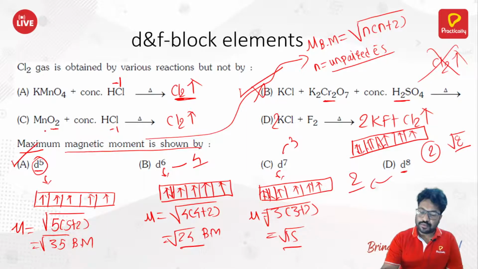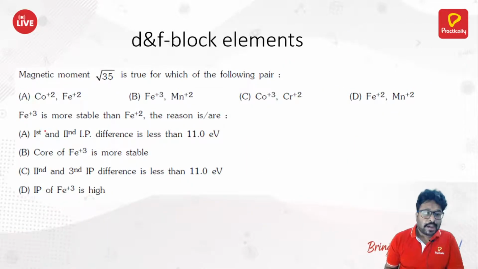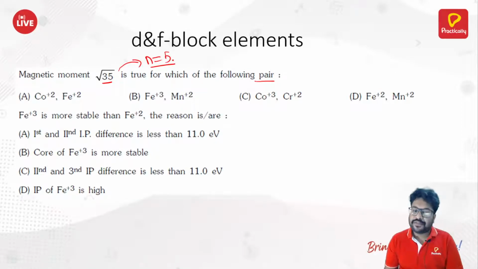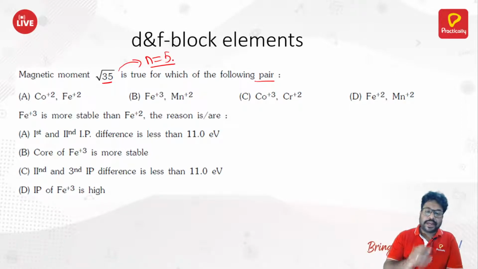Okay. Sure. Moving ahead. Magnetic moment root 35 is true for which of the following pairs? Now we just saw here magnetic moment of root 35. That means N must be how much? 5. You must have 5 unpaired electrons. So we need to check out of these 4 which has a d5 system.